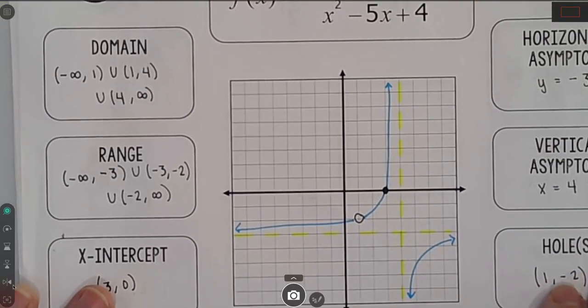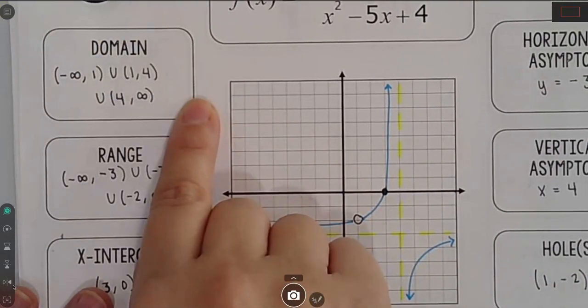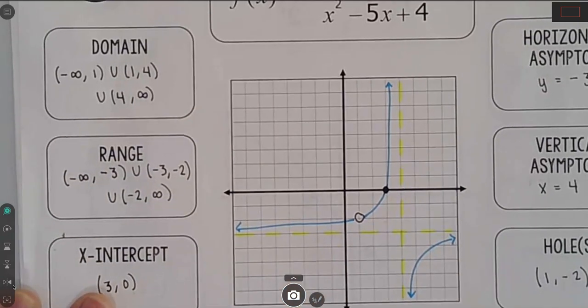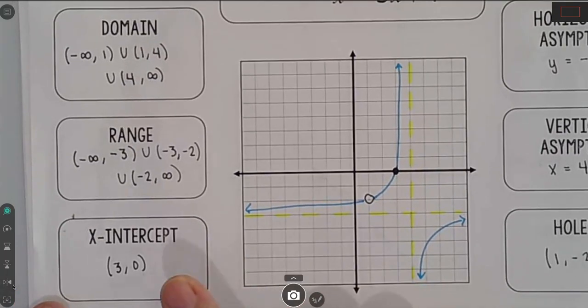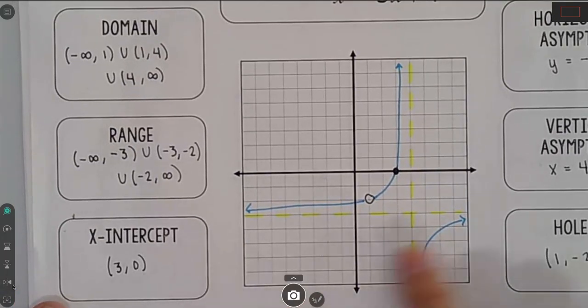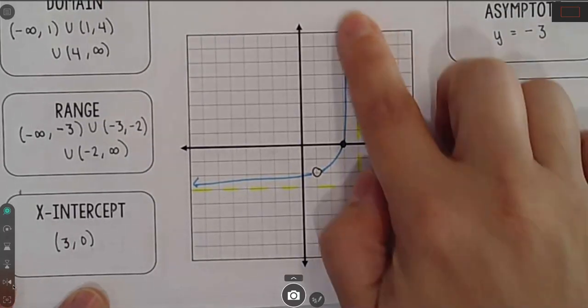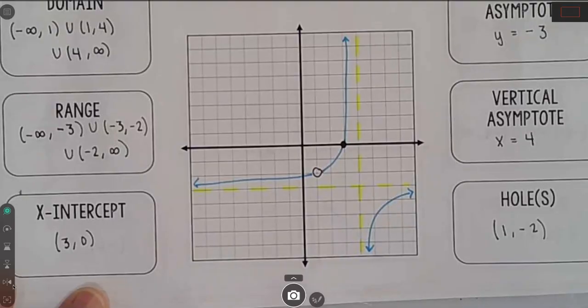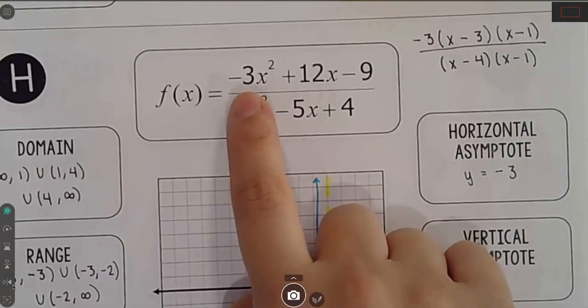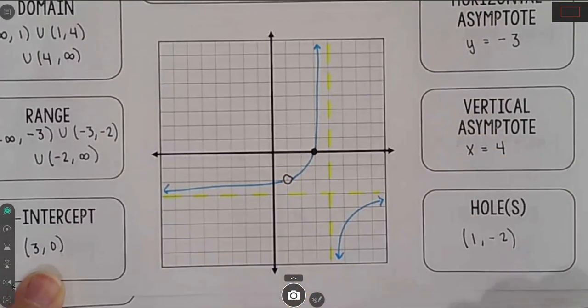The domain is everything excluding the vertical asymptote and the hole. The range is everything excluding the horizontal asymptote and the hole. And then, of course, as we said before, the x-intercept is at 3. So the graph will look something like this: vertical asymptote, horizontal asymptote, the hole, the x-intercept. And because the leading coefficient is negative, we know it's flipped over the x-axis.